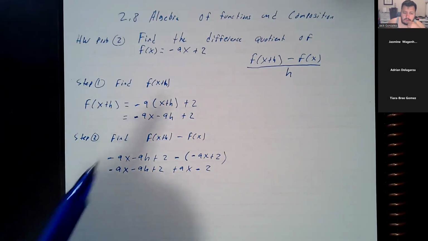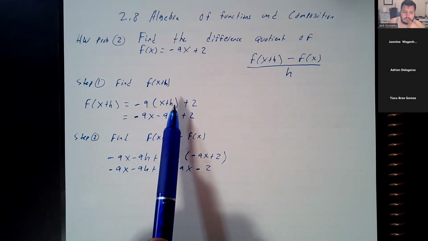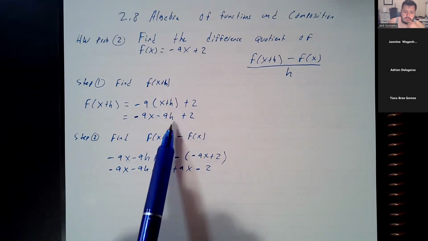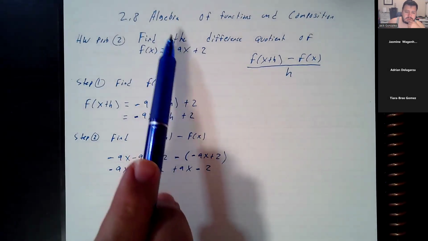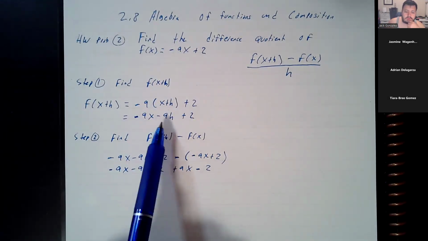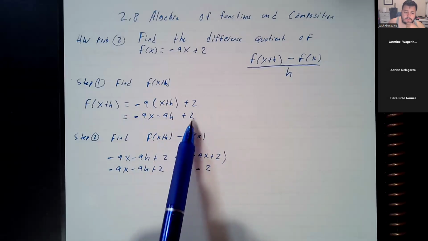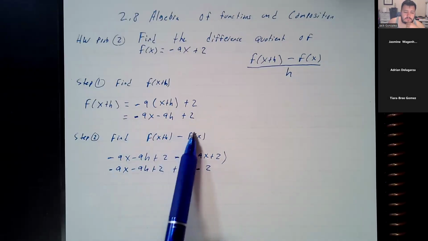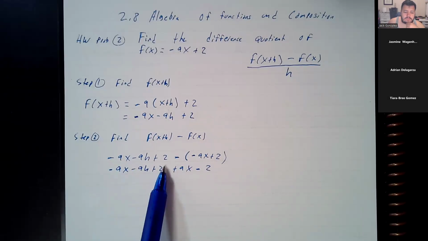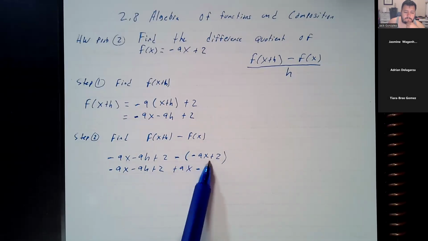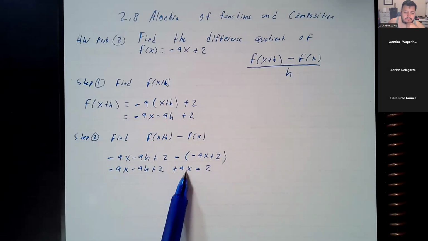Okay, so step 1, any questions on step 1? We plugged in x plus h into this x, distribute the negative 9 onto both, give us these two terms, and the plus 2 is just hanging out. So then they said, find this minus f. Well, this is right here. So there it is, minus the f, which is right there. So negative distributes on both. Double negative makes this positive. 2 becomes a negative 2.